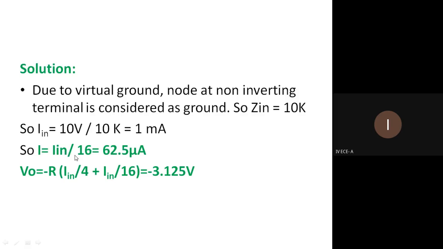Substitute the values of I in, 1 milliamp. 1 milliamp by 4 plus 1 milliamp by 16, and the value of R. Then we get minus 3.125 volts.